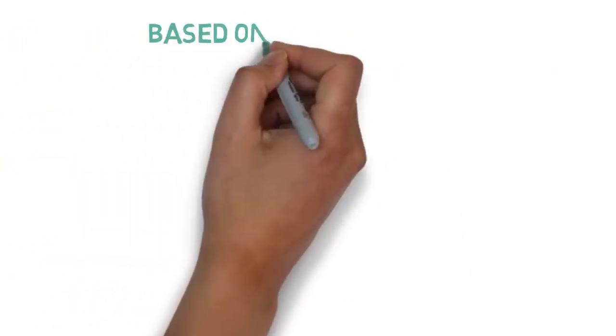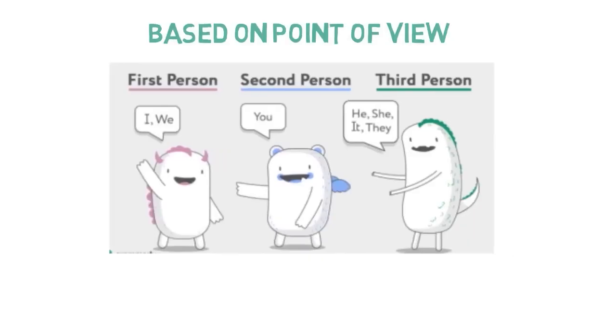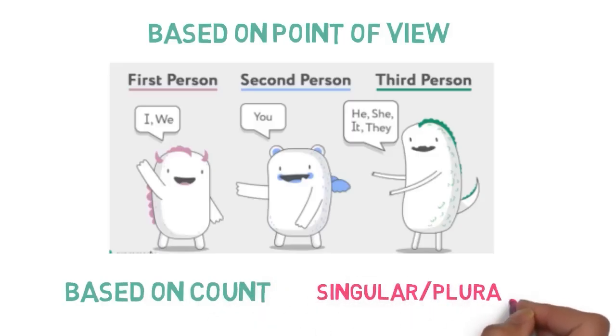Now, based on point of view, a subject may be in first person, second person or third person. In first person, we have I and we. In second person, we have you. And in third person, we have he, she, it, they. And based on count, a subject may be singular or plural.